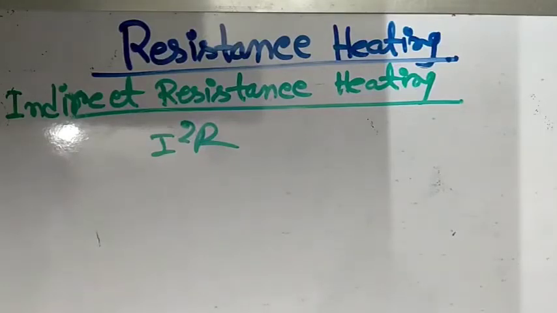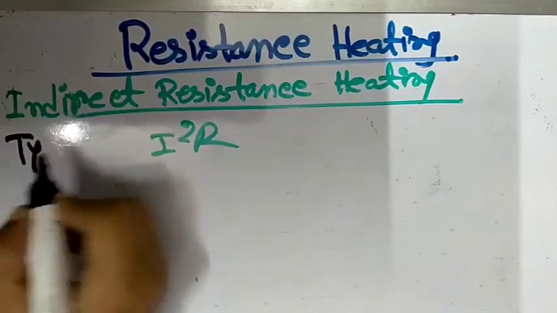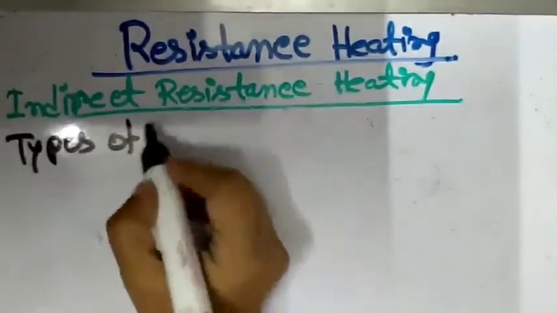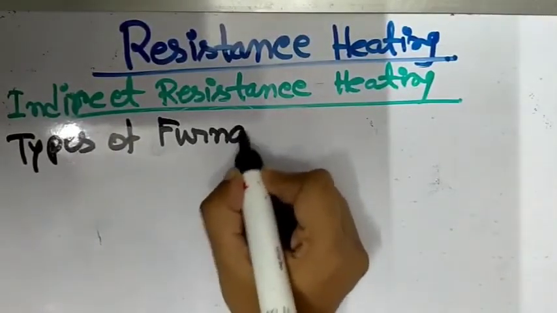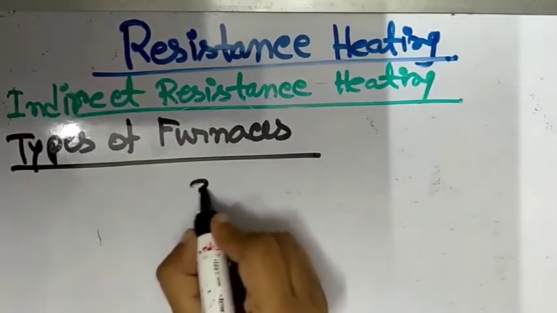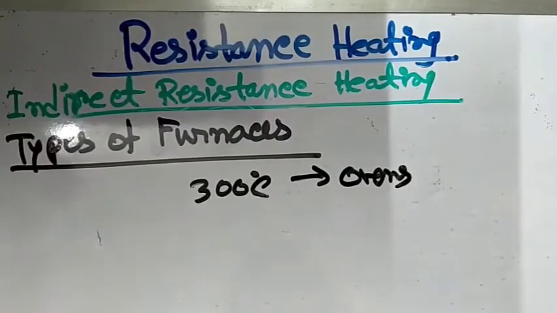Okay. Next, we discuss about types of furnaces. Now, one way of classifying resistance furnaces is based on working temperature. Low temperature furnaces up to 300 degrees centigrade, also called ovens, are mostly used for drying varnish coatings, vulcanizing and hardening of synthetic material. And these are also used for tempering hardened steel pieces.